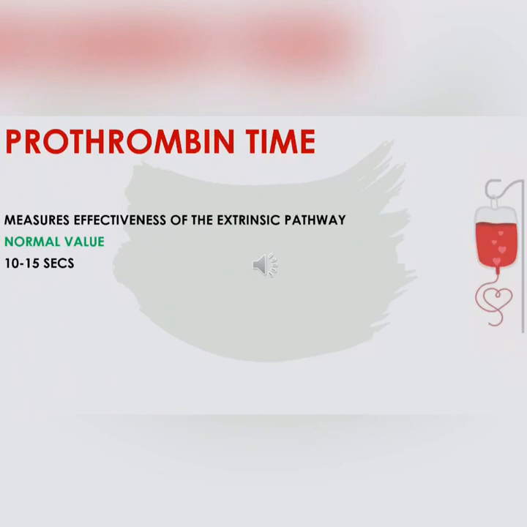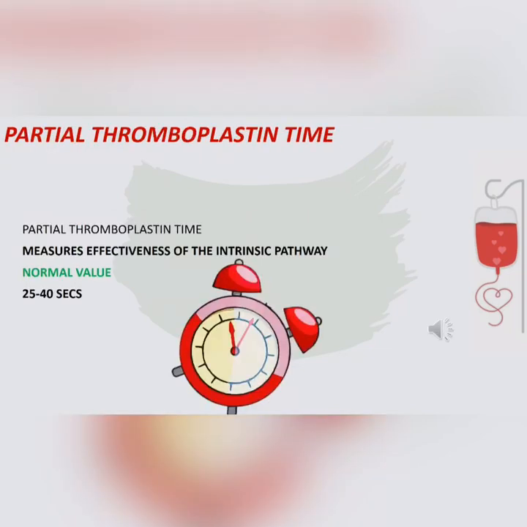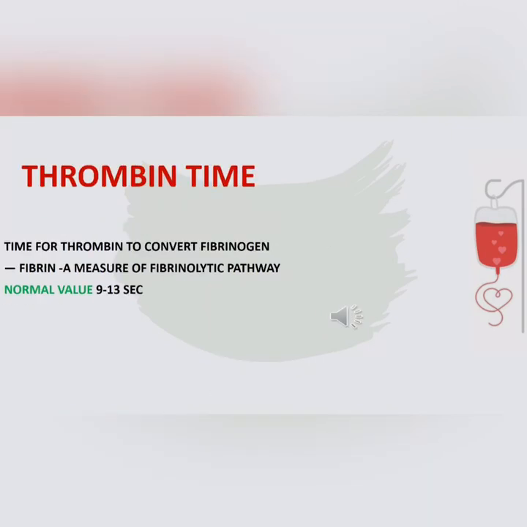Prothrombin time measures the effectiveness of the extrinsic pathway; the normal value is 10 to 15 seconds. Partial thromboplastin time measures the effectiveness of the intrinsic pathway; the normal value is 25 to 40 seconds. Thrombin time is the time for thrombin to convert fibrinogen to fibrin, a measure of the fibrinolytic pathway, and its normal value is 9 to 13 seconds.